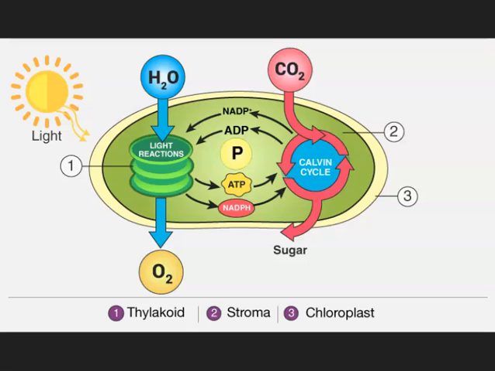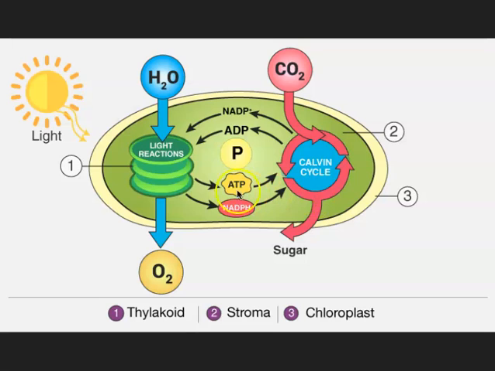If we look at an entire chloroplast as depicted in this diagram here, notice that we can make out the thylakoid where the light-dependent reactions occur, and the gel-like matrix called the stroma, where the Calvin cycle occurs. Both of these processes make up photosynthesis.